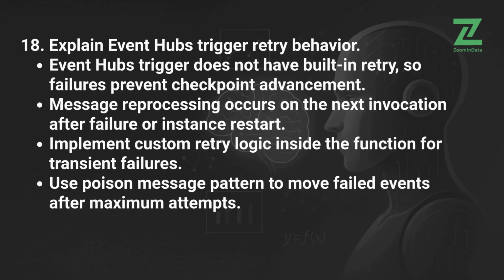18. Explain Event Hub's trigger retry behavior. Event Hub's trigger does not have built-in retry, so failures prevent checkpoint advancement. Message reprocessing occurs on the next invocation after failure or instance restart. Implement custom retry logic inside the function for transient failures. Use poison message pattern to move failed events after maximum attempts.